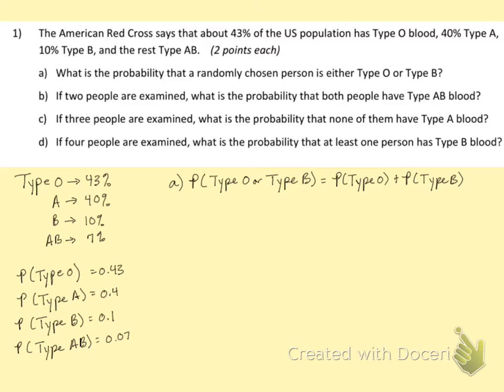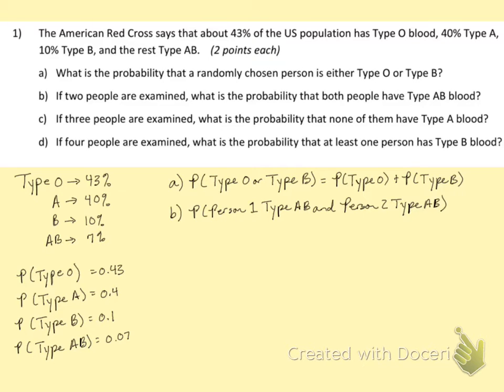For part A, we were talking about one single person. For part B, we're talking about two people. And we're assuming that these are two randomly chosen people. Maybe that word randomly chosen should be in there in my directions. What is the probability that both people have type AB blood? So we're looking for person 1 to have type AB blood, and person 2 to have type AB blood.